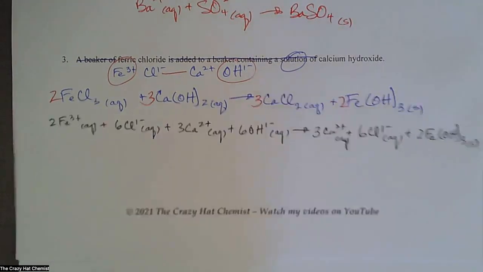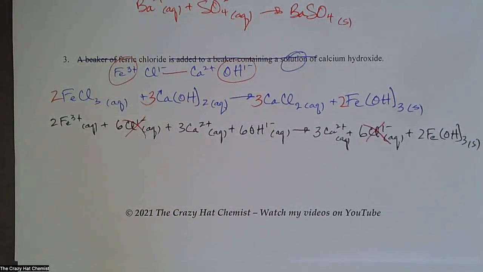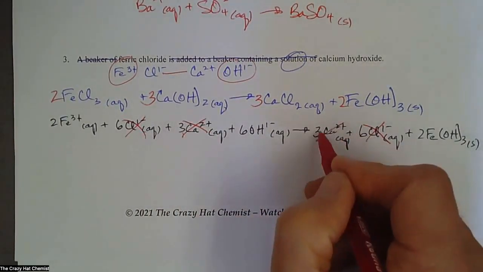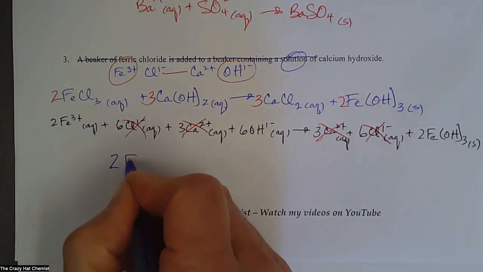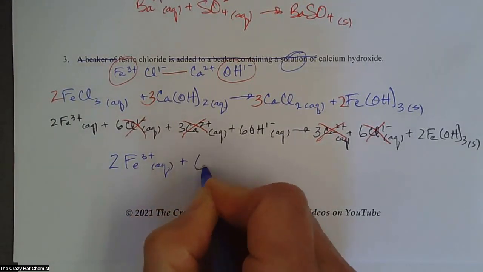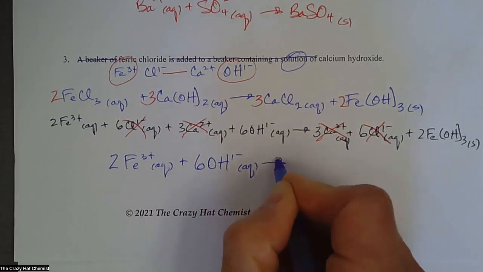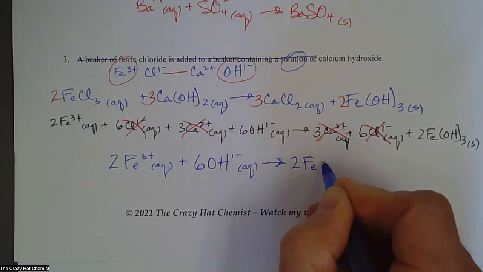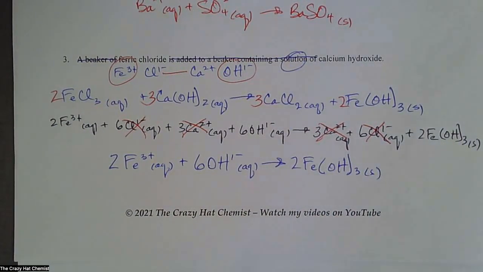Okay, so we've got 6 chlorides, 6 chlorides, those are common or spectator ions. 3 calcium ions, 3 calcium ions. Perfect. And now what we're going to do is we're going to have 2Fe3+, that's aqueous, and plus 6OH1-, that's aqueous, yielding 2Fe(OH)3 solid.